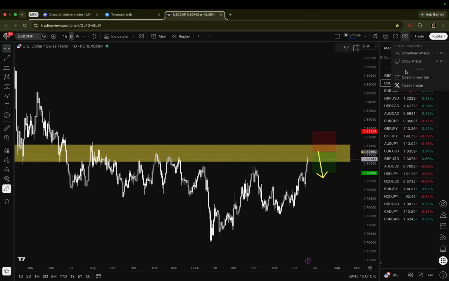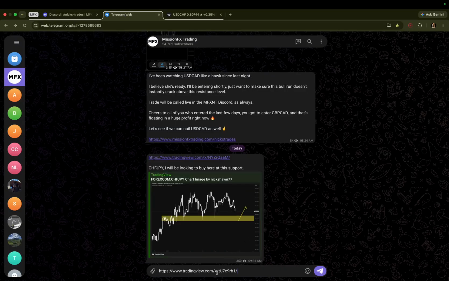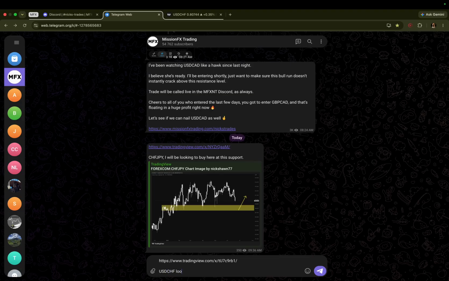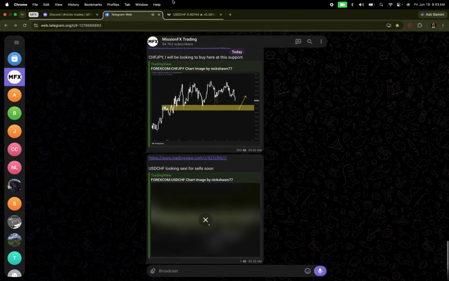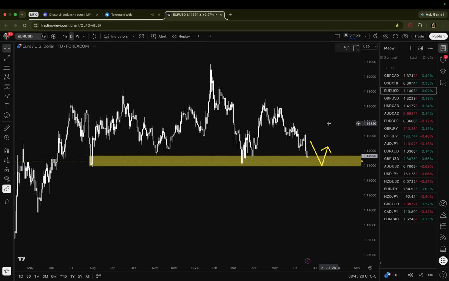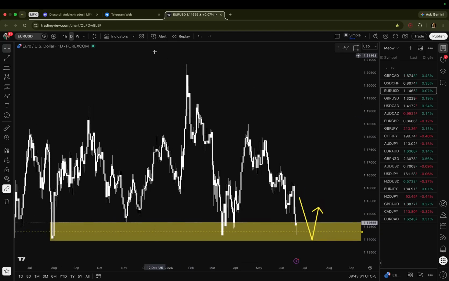So I'll do a little screenshot here. Go to Telegram and write, USD CHF looking sexy for sells soon. Okay, so that's that on USD CHF. Euro USD, I'll be looking to buy pretty soon here.